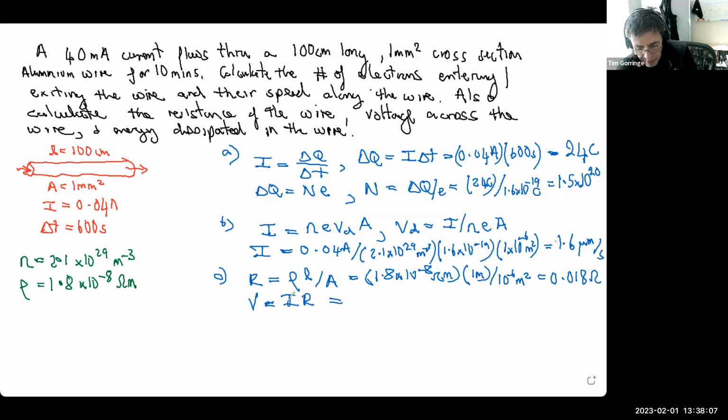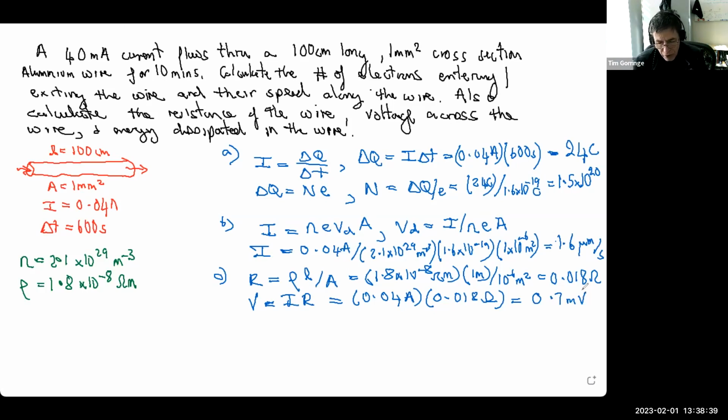wire. It's just, by Ohm's law, the product of the current and the resistance. And we now know both of these. The current, we were told in the problem, is 0.04 amps. And the resistance you just calculated in the problem is 0.018 ohms. And so if I multiply these two numbers together, I got 0.7 millivolts. That's 7 times 10 to the minus 4 volts.